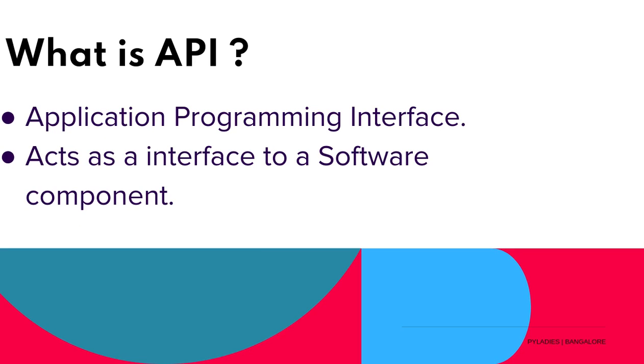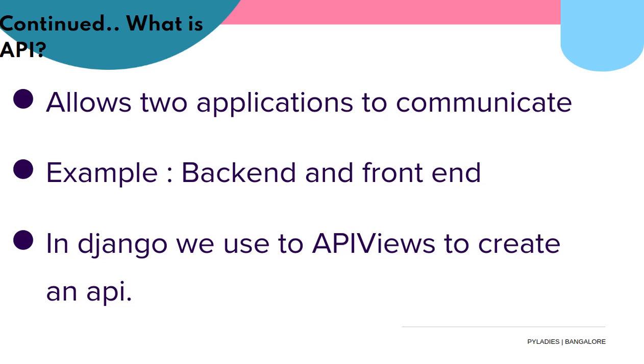Okay, so coming to the topic for today, API. So what is this API? I'm pretty sure all of us must have heard this word somewhere or the other. Application Programming Interface. From the abbreviation itself, we know that API is something that acts as an interface to a software component. Generally an API allows applications to communicate.